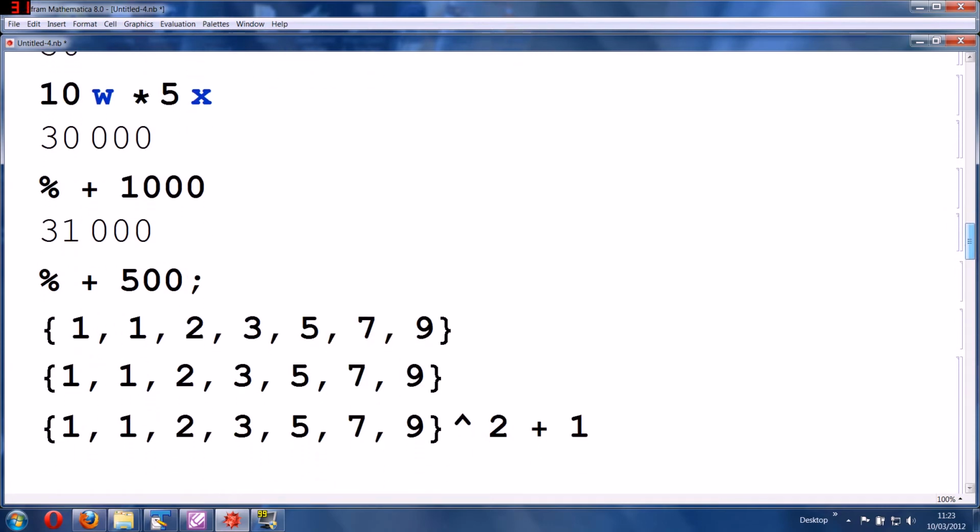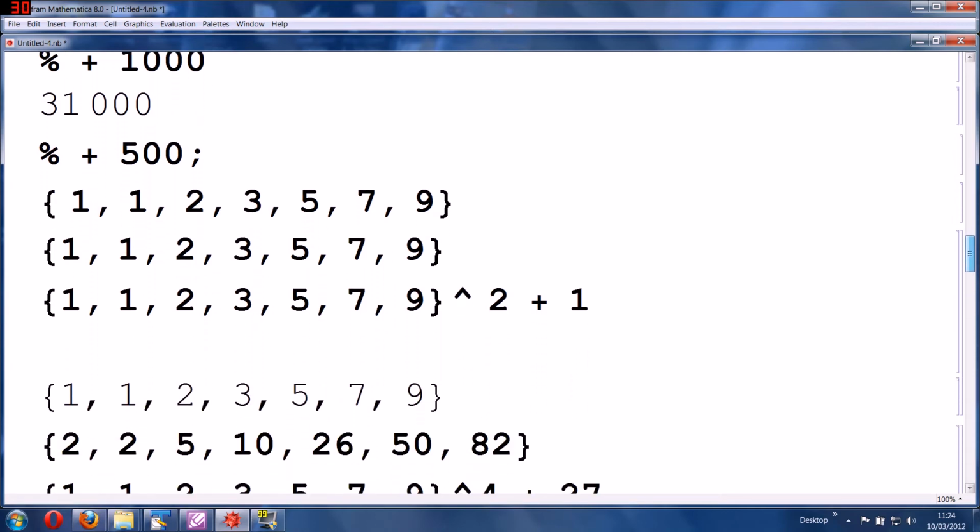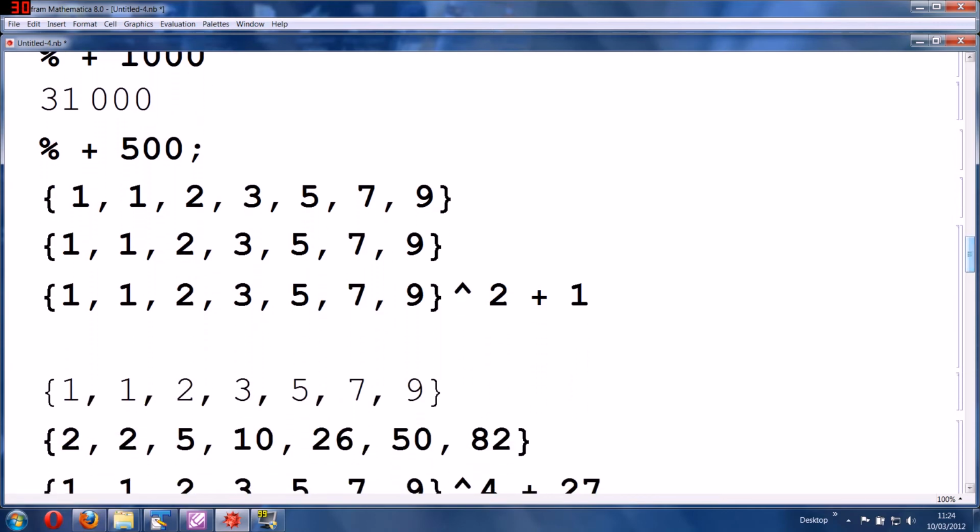And then we came to a list, and we set the list up like this. This isn't really a proper list, is it? There's some sort of mix between odd numbers and Fibonacci. I don't know why I thought of that. And then we basically squared every value in the list and added 1 to it.